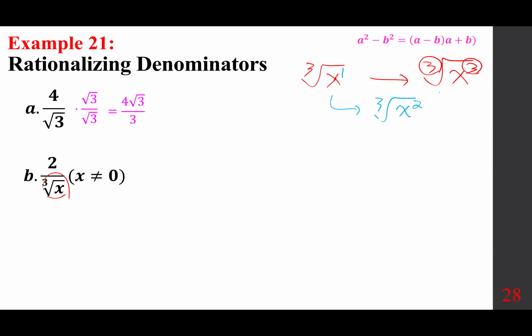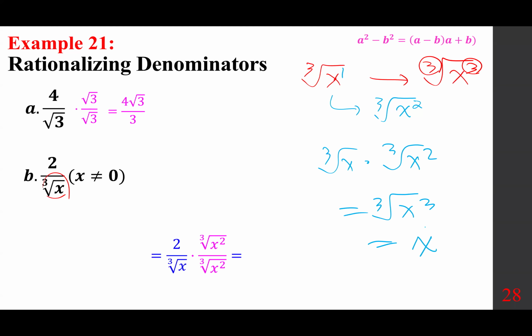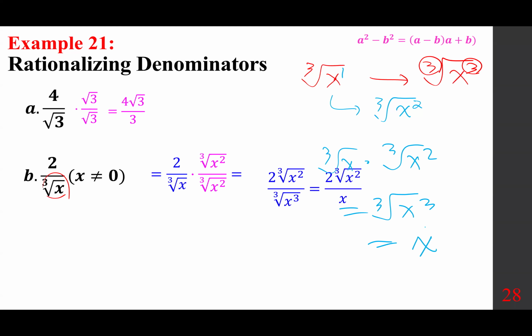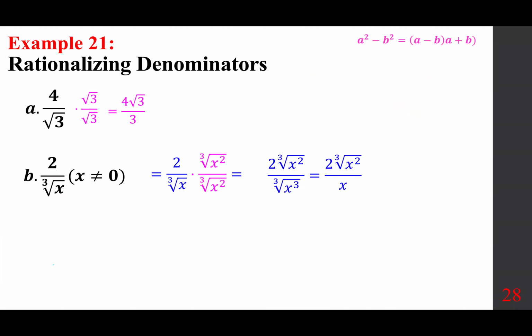Okay? Because cube root of x times cube root of x squared is cube root of x cubed, which is x. So that's what we do. We multiply and divide by cube root of x squared. When we do that, the denominator comes out as x. The numerator, you just write them as a product. So these two become cube root of x cubed, come out as x. And these two, you just write.